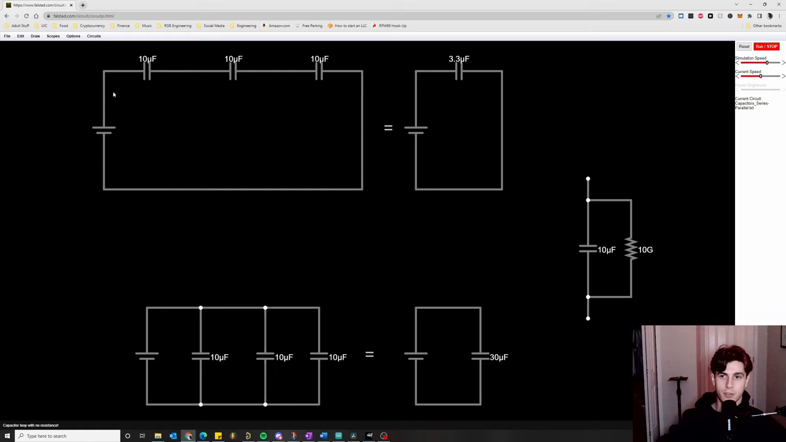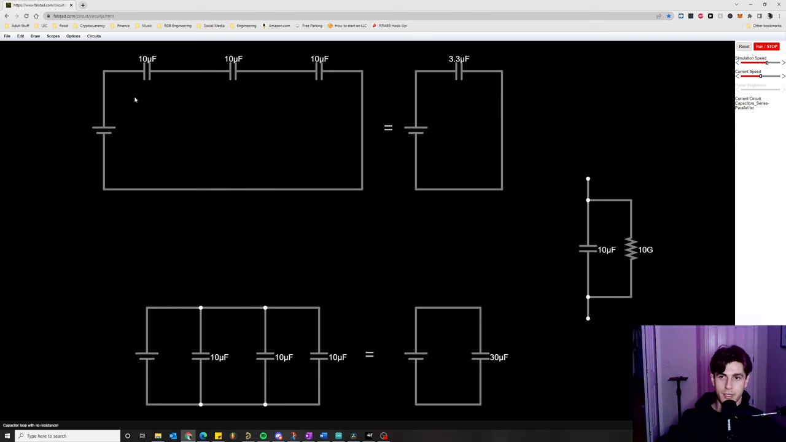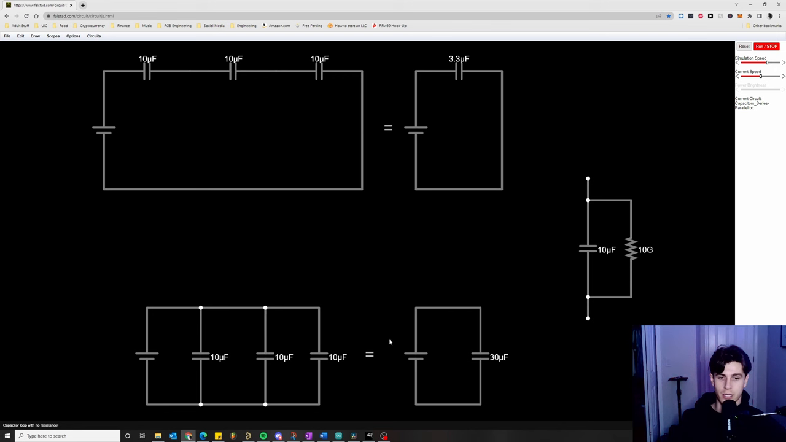So I have here another simulation that shows three 10 microfarad capacitors in series and three in parallel. The equivalent capacitance for any number of capacitors in series follows this equation: 1 over C total equals 1 over C1 plus 1 over C2 plus 1 over C3 and so on. So for this circuit, if we did that equation, we would get an equivalent capacitance of 3.3 microfarads. Then for capacitors in parallel, they just sum according to this equation, which is very straightforward: C1 plus C2 plus C3. So for this circuit, the equivalent capacitance is 30 microfarads.